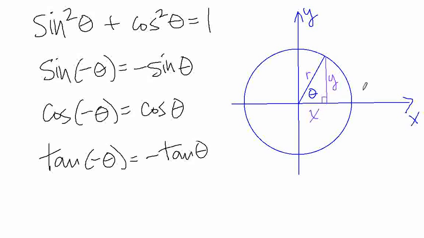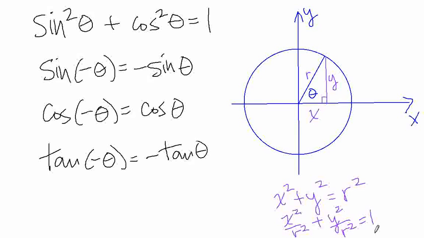Now, I think you would also agree that the Pythagorean theorem is true for that triangle. So therefore, x squared plus y squared equals r squared. Let me now divide both sides by r squared. X squared over r squared plus y squared over r squared equals 1.